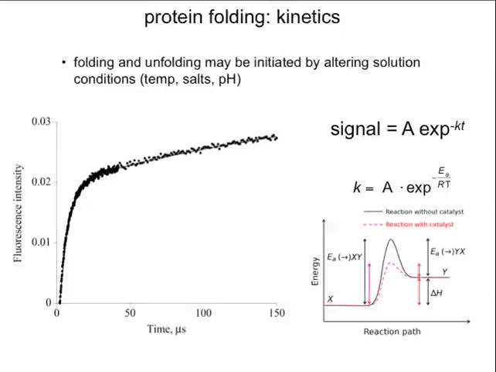What do I mean by that? Well, if you start with an unfolded protein and you allow it to refold, that's a time-dependent event. Therefore, you assign kinetic parameters to that event. So in this case, we're looking at not an equilibrium experiment anymore, but a change in fluorescence intensity as a function of time in microseconds.